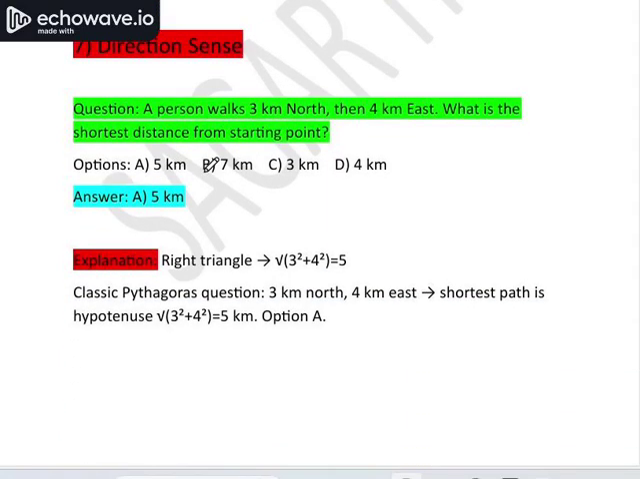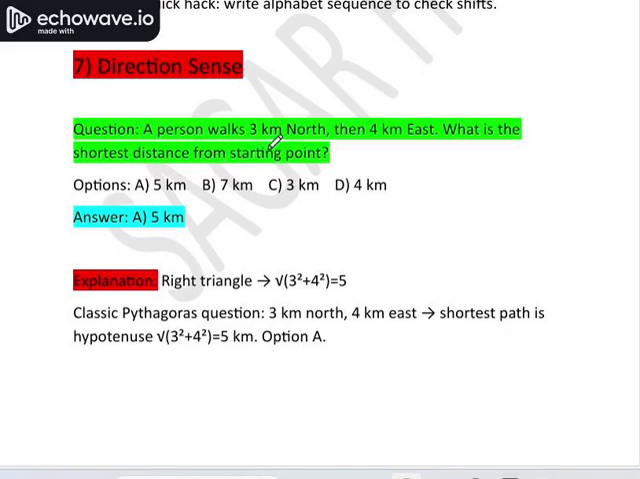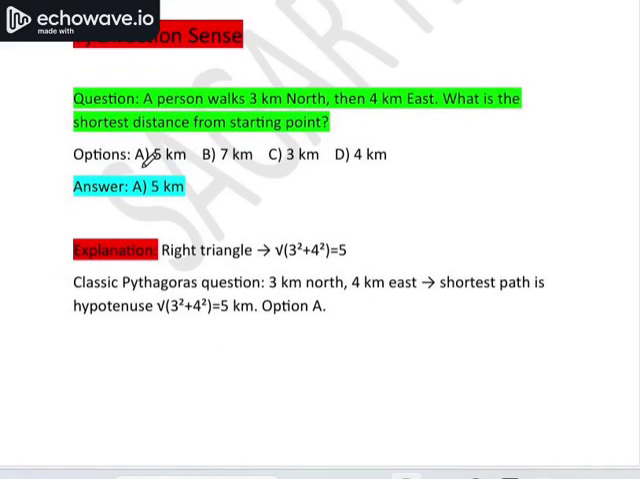Moving next, we have question number 7, which is about direction sense. A person walks 3 km north, then 4 km east. What is the shortest distance from the starting point? The options given below are: option A, 5 km; B, 7 km; C, 3 km; and D, 4 km.